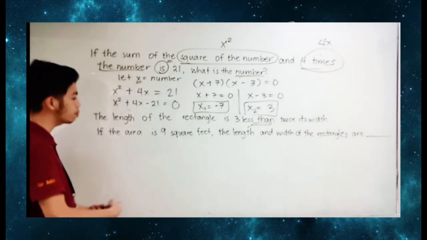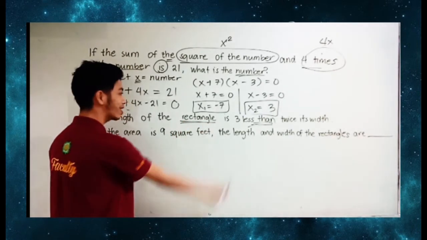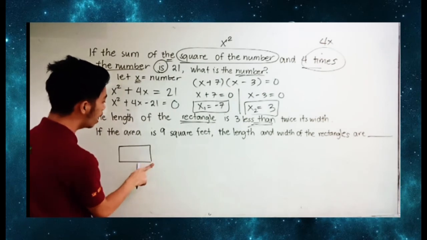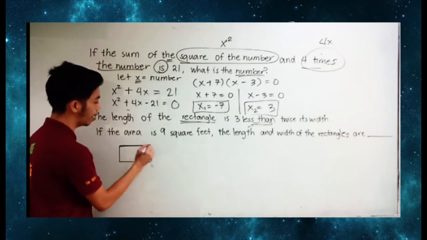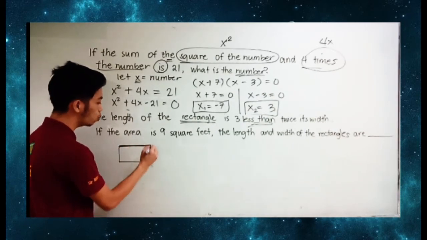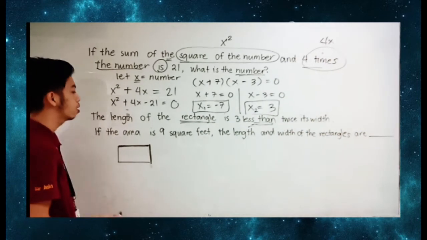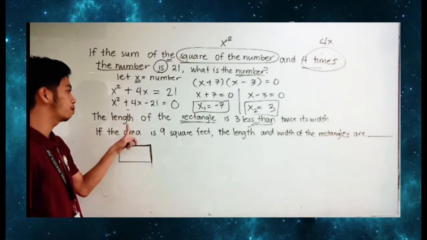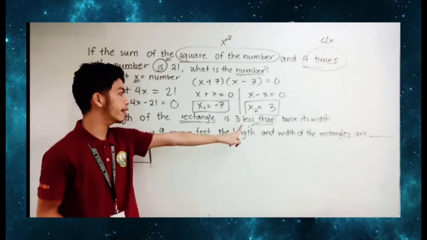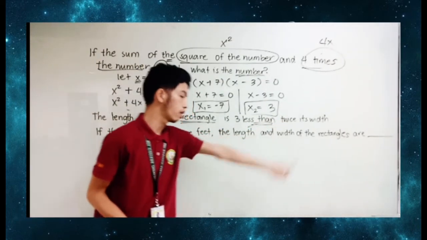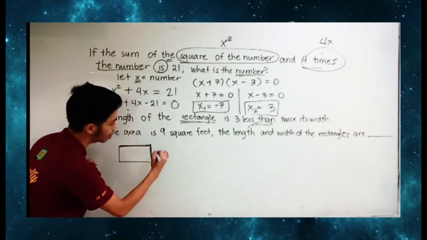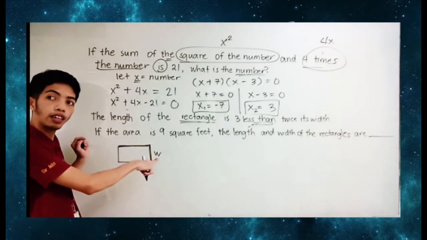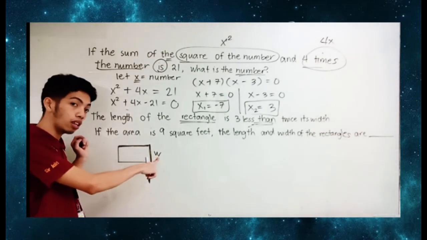Unang-unang step, kailangan nating mag-drawing ng rectangle. Sabi, mag-drawing ka na ng rectangle. Di ba, sa rectangle, ito yung length, yung haba, and then ito yung width, yung kapal. Okay, ang sabi, ang length daw ng isang rectangle ay 3 less than twice its width. So, ibig sabihin, we will let this be our width. Okay, so W yung ginamit ko na variable para sa width.